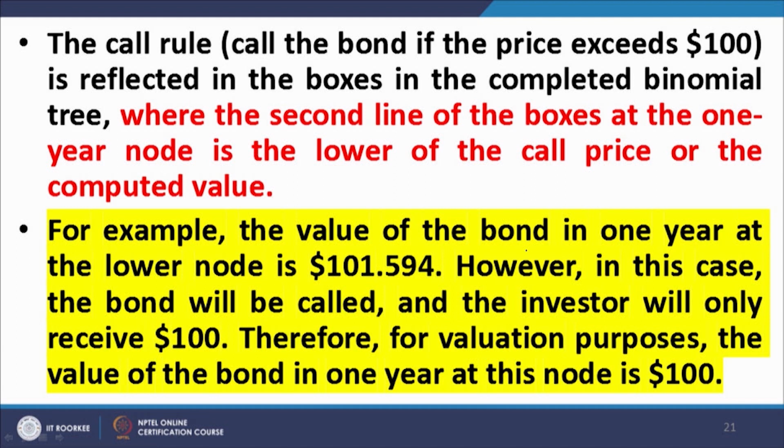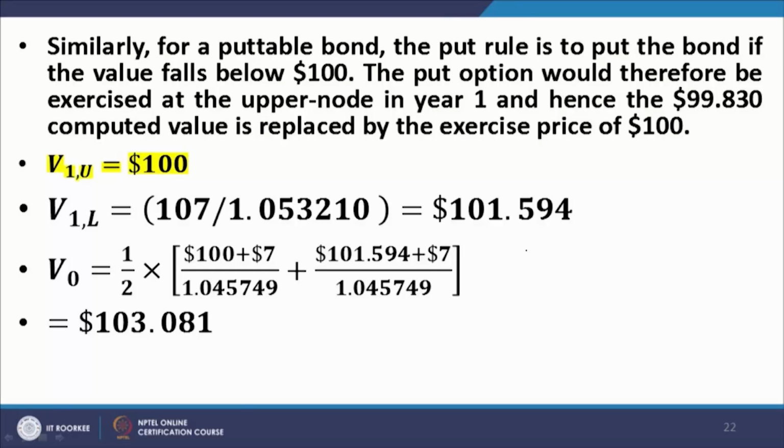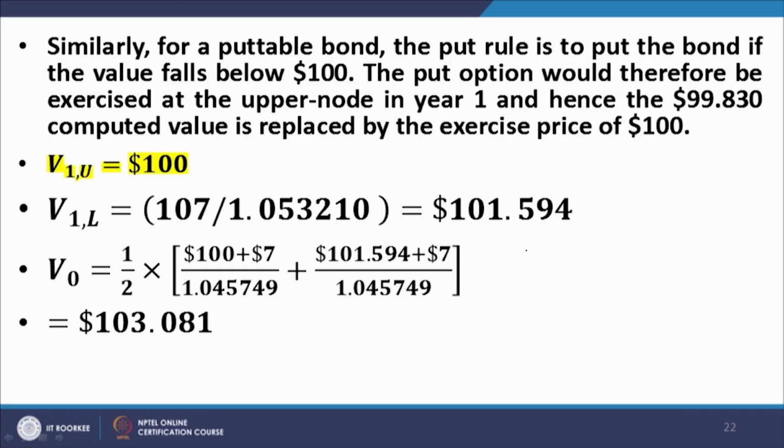Please note this point: this valuation is on a node by node basis, moving from right to left in tandem with the backward induction rule. Similarly, for the putable bond, I leave it as an exercise for the students. Here we will replace the computed price with the exercise price at the node where the exercise price turns out to be higher and the computed price turns out to be lower.